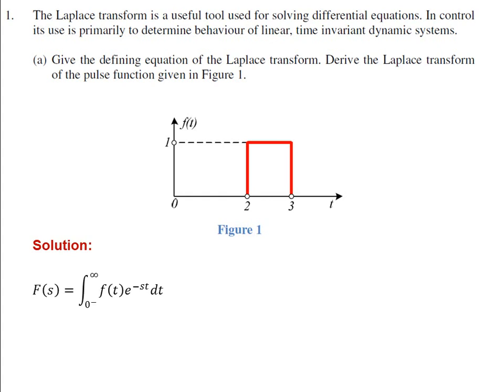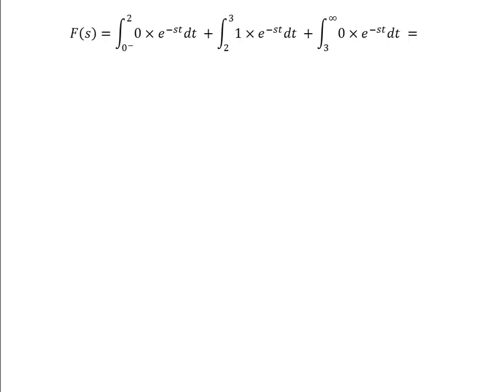And according to the figure, the function f(t) can be defined as f(t) equal to 0 when t is bigger than 0 or less than 2, 1 if t is equal or bigger than 2 and less than 3, and again 0 if t is bigger than 3. So if we implement this function f(t) in the definition of the Laplace transform F(s), we will have this relation.